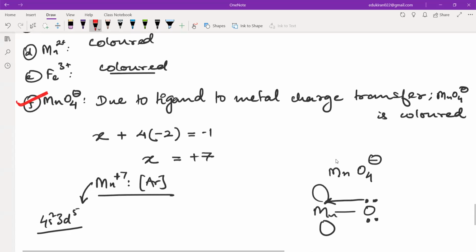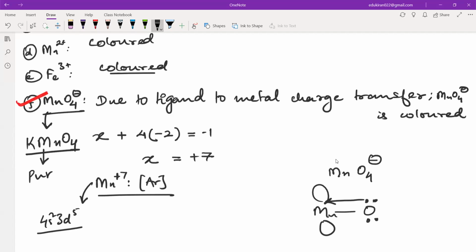So in MnO4 negative, a charge transfer is taking place. You will not be getting MnO4 negative alone; you can get KMnO4. Please remember KMnO4 and MnO4 negative are the same thing. Here we have potassium, that is K plus, which is why the negative charge is not shown. What is the color? Have you seen KMnO4? Purple.